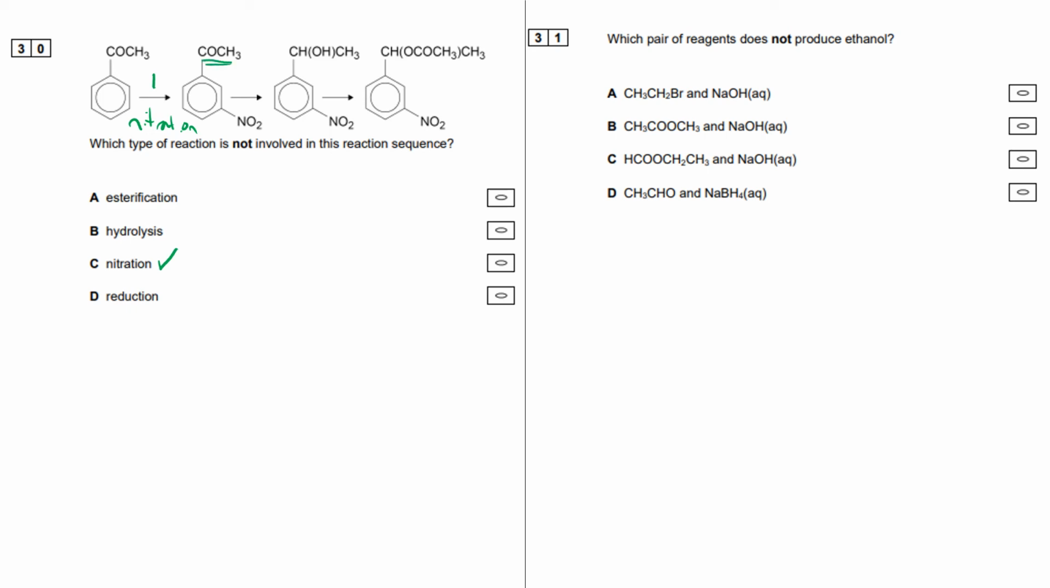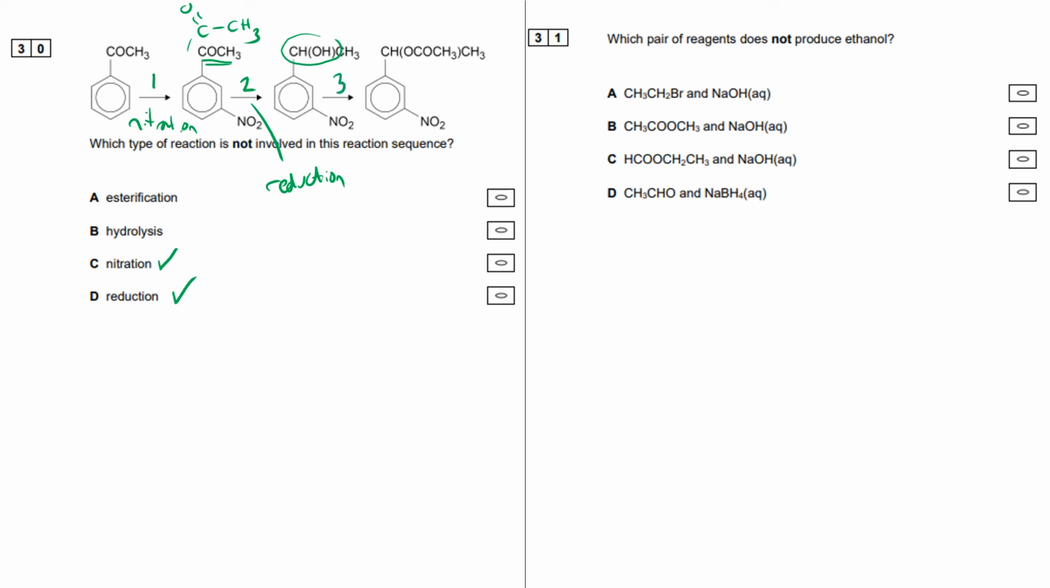The COCH3, that's a ketone group, is going to an alcohol group. So what's happening in reaction 2 is a reduction reaction. That occurs with NaBH4, for example. So reduction is occurring here as the ketone is reduced to a secondary alcohol.